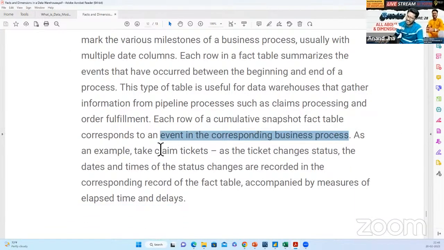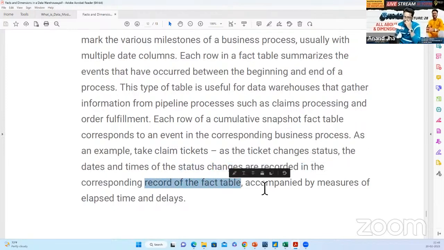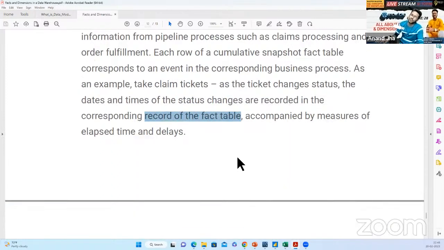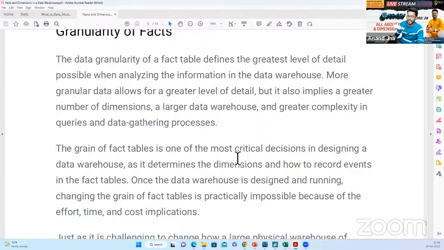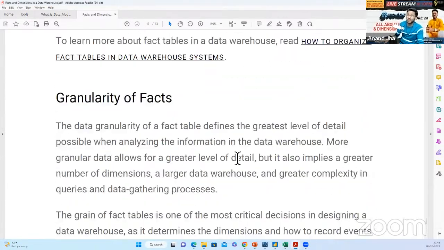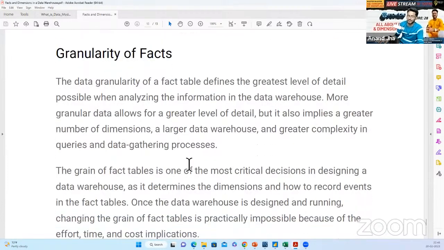As an example, take claim tickets. As the ticket changes status, claim ticket. Now, how many people have claimed, right? Swiggy, Zomato, Netflix, Amazon Prime. Again, this is valid across. The date and time of the status change are recorded in the corresponding records of the fact table, accompanied by measures of elapsed times and delays. Right? So this is all about your facts and dimension table, right?